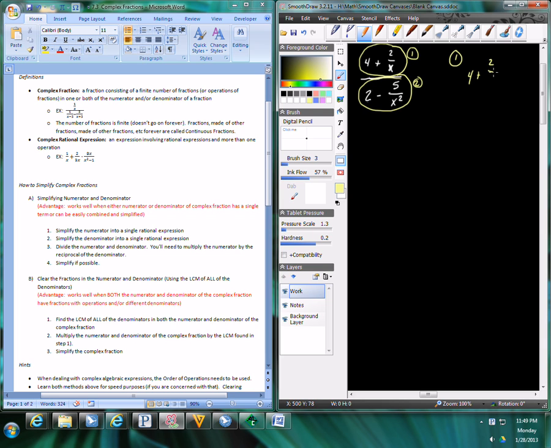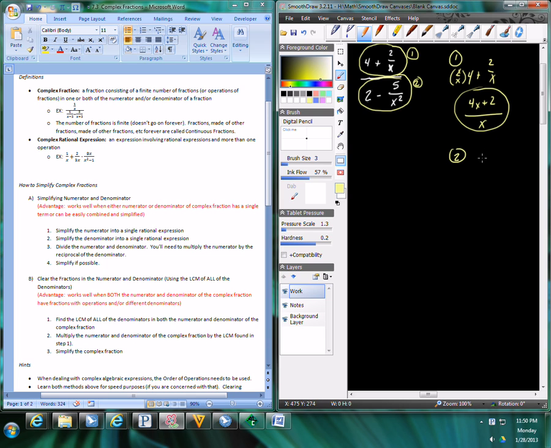4 plus 2 over x, and now I'm going to combine those as fractions. And so I'm going to multiply 4, top and bottom, by x divided by x. So I get 4x plus 2 over x. Okay, and so that's 1. That's a single fraction.